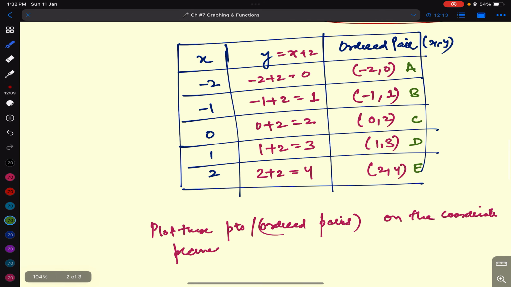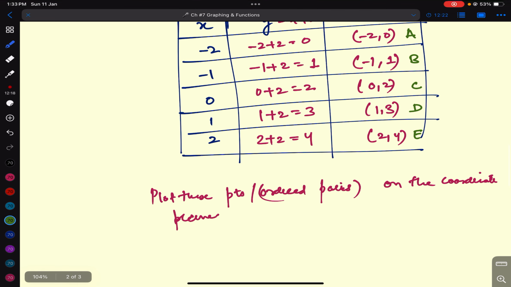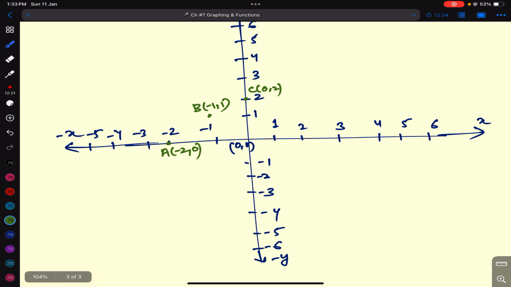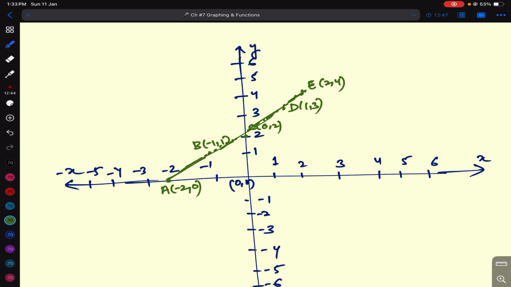Okay. Then the third point, which is C, is (0, 2). So (0, 2) will be here. And then D is (1, 3). And the final point is E, which is (2, 4). So E is (2, 4). Okay. So now if you see, they are getting connected with a straight line, right? So you can combine these points to get a straight line. Now this straight line is basically the graph of the linear equation that's given to us.